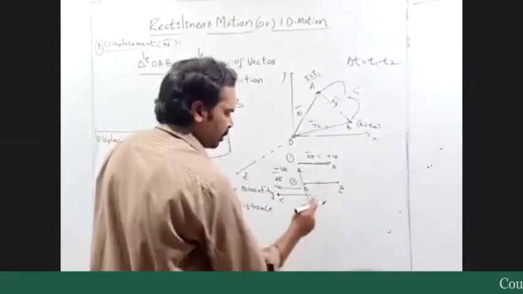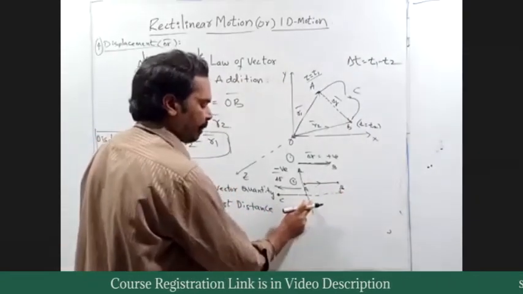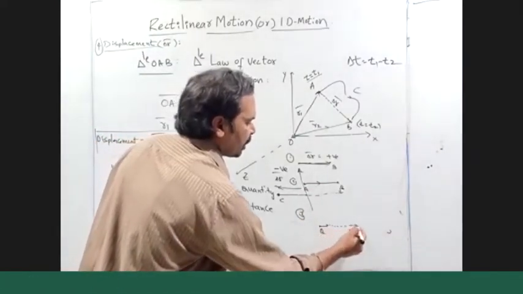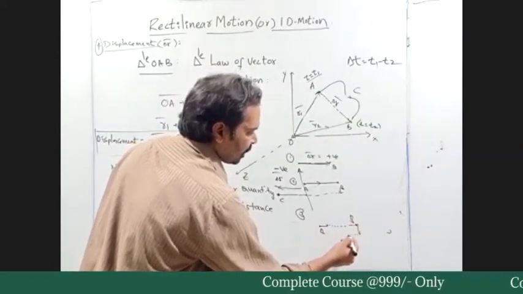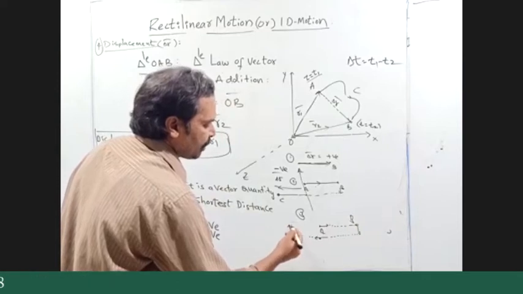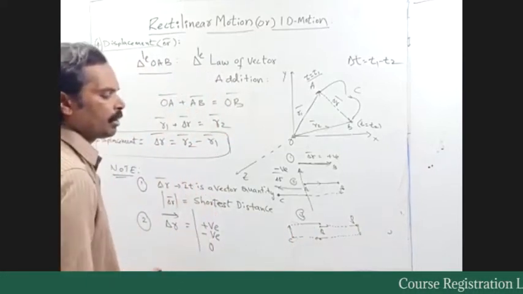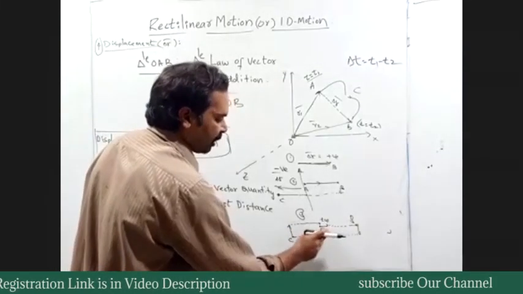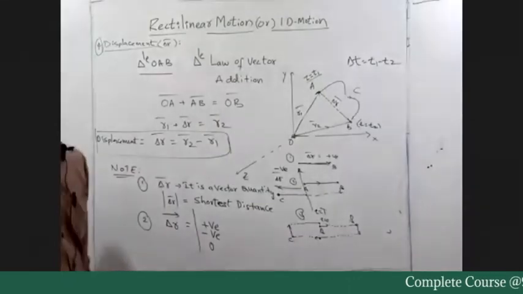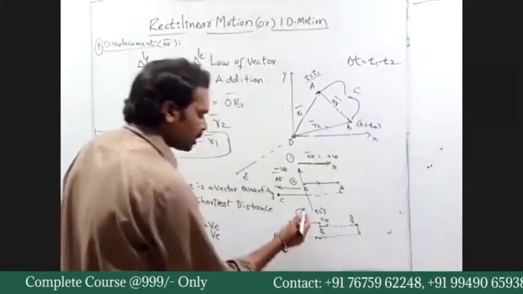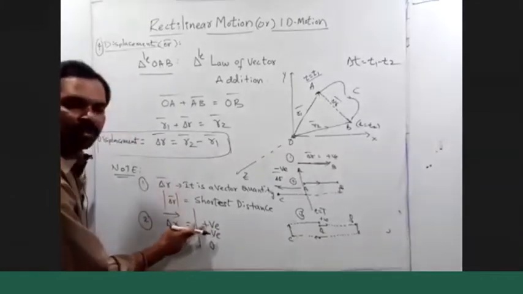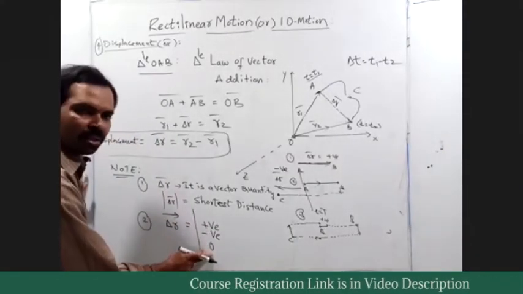Similarly, in the third case, the particle starts from A, goes to B, then its direction changes, it moves towards A, then again towards C, and then its direction changes again and finally it comes back to A. At t equal to 0 it started, and after some time t it has come back to the same position. Initial position and final position are the same, so the change in position is 0. So the displacement vector can be positive, negative, or zero.